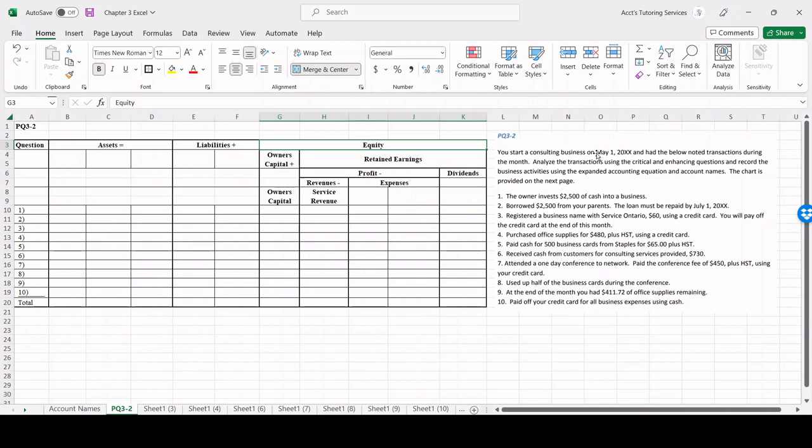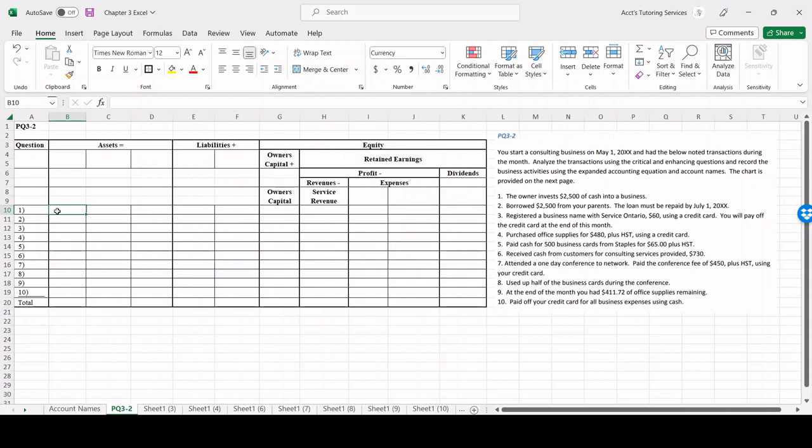You started a consulting business on May 1st, 20XX, and had the below noted transactions during the month. Analyze the transactions using the critical and enhancing questions. Once again, we're going to ignore that. And record the business activities using the expanded accounting equation and the account names. That's the main focus now, the account names. The chart is provided on the next page. I prepared the chart for you guys in Excel.